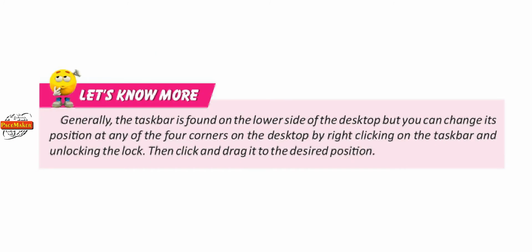Let's know more. Generally, the taskbar is found on the lower side of the desktop, but you can change its position to any of the four sides of the desktop by right-clicking on the taskbar and unlocking the lock. Then, click and drag it to the desired position.